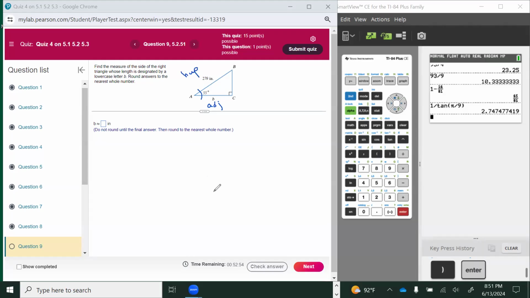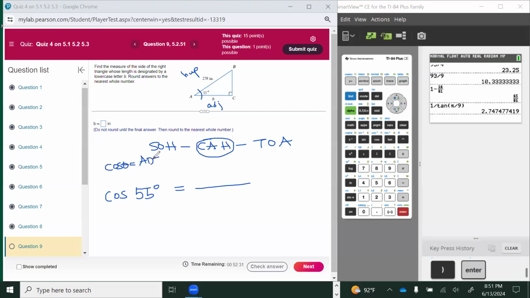And which trig function relates adjacent over hypotenuse? The trig function that does that, adjacent over hypotenuse, is the cosine. I'm going to write this as cosine of the angle, which is 55 degrees, is equal to the adjacent side. I'll write cosine theta is equal to the adjacent side over the hypotenuse. So the adjacent side is B, hypotenuse 279. To find B, I'm going to multiply both sides by 279 to cancel the 279. And so B is equal to 279 cosine of 55 degrees.